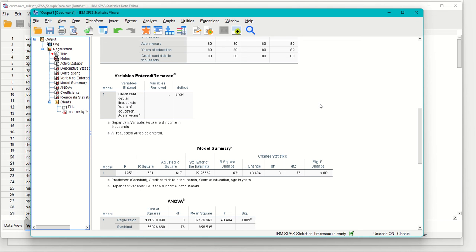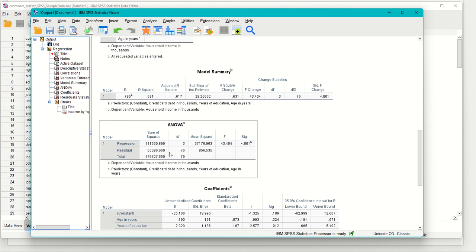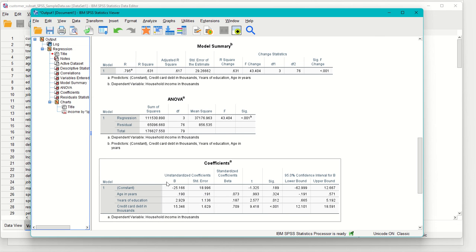To find out whether our F statistic is significant, we need to scroll down to the ANOVA box, and we do see here that our F statistic is significant with it less than 0.001. And this box also provides our F statistic, our mean square values, our degrees of freedom, and sum of squares. And to look at our regression coefficients, we will go down to the coefficients box, which gives us our t-values as well as whether or not they are significant, and our standardized coefficients scores.